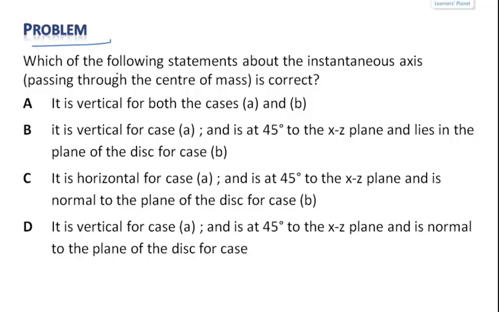Now let us look at the next problem. Which of the following statements about the instantaneous axis passing through the center of mass is correct? The instantaneous axis is parallel to the z-axis, so it is vertical for both case A and B. This is correct. So no need to study the other 4 options.